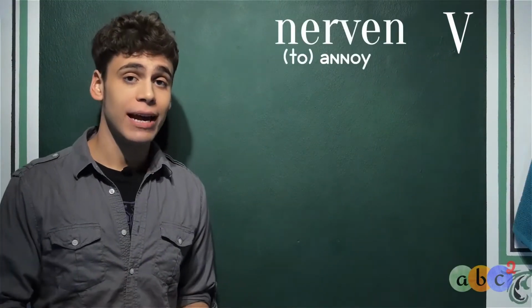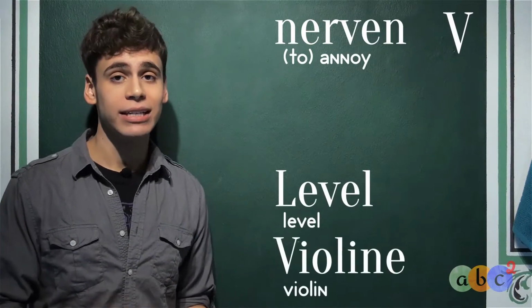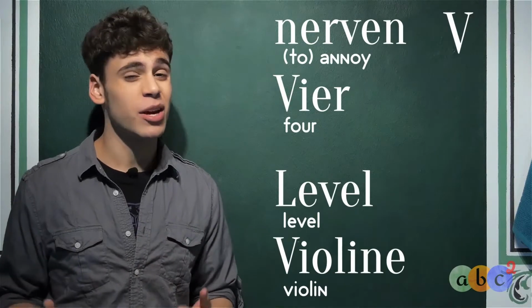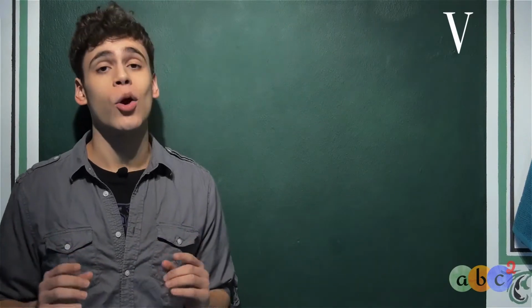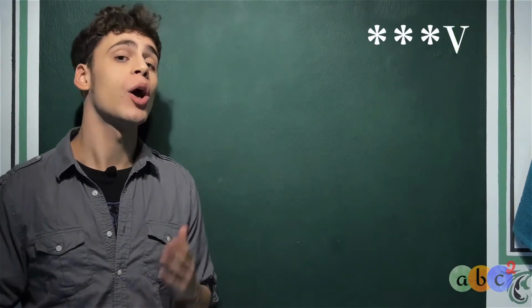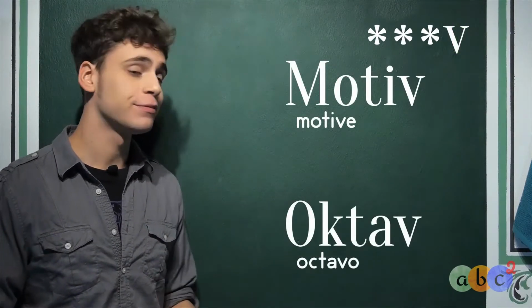V, alias Vogel-V, is being used in two different quite random ways. Sometimes it sounds like an F, as in Vogel. That's why we call it Vogel-V. But most of the times we use it like a V, as in Vokal. Having similar words such as Nerven and Level, or Violine and Vier, pronounced differently, makes simply learning and remembering how to say them the only way to deal with this letter. But whenever put at the end, it always sounds like an F. That never changes. Motiv, Octave.